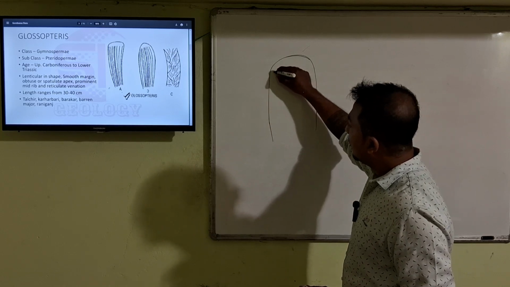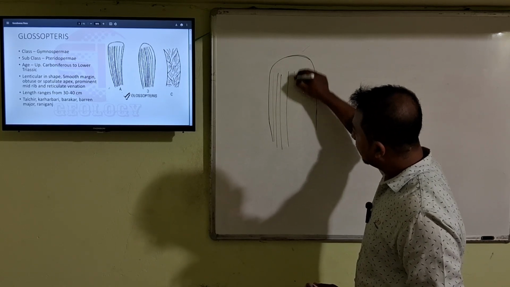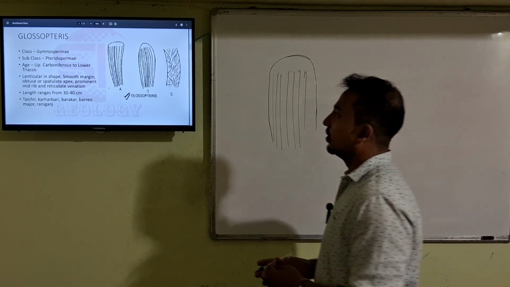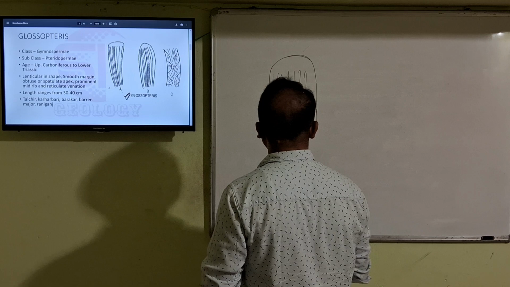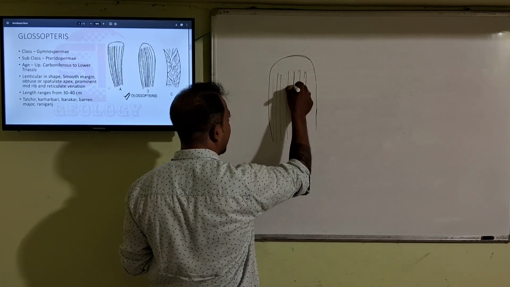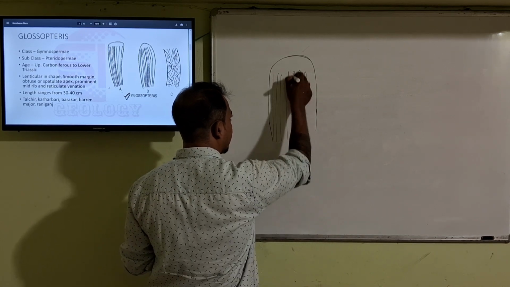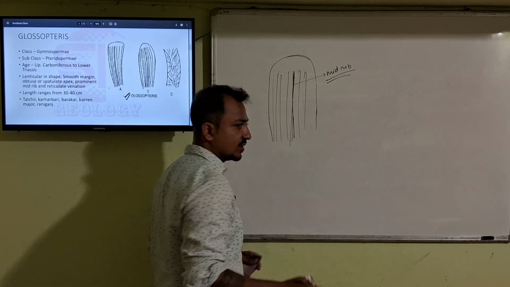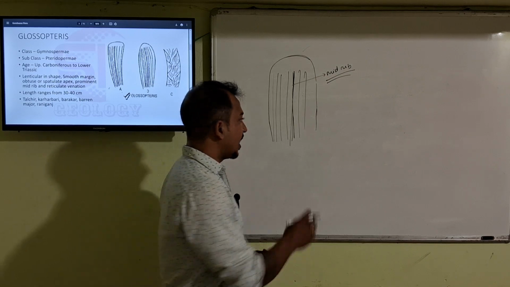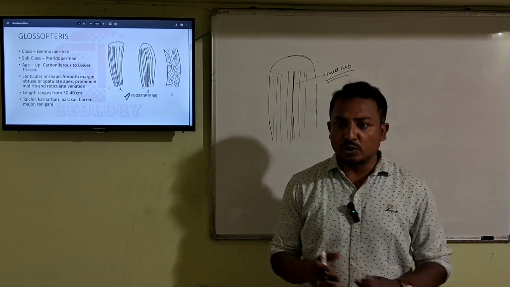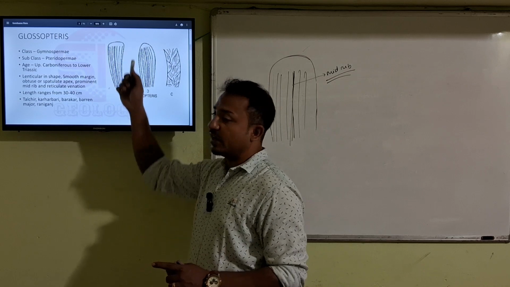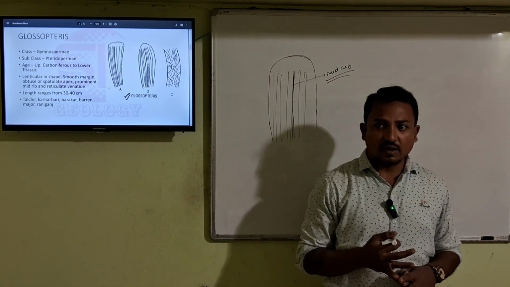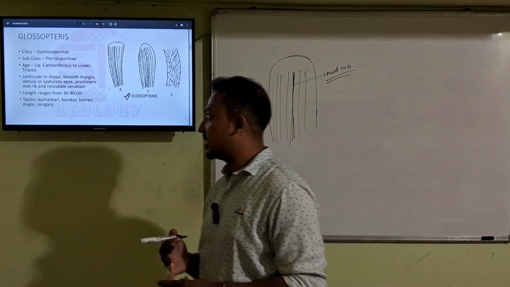So you will find venation here, like this. These are veins. The main important thing here, you will find a midrib here. This is an important feature. You will find a midrib here, and these are venation. So Glossopteris is lenticular in shape, with obtuse apex, reticulate venation, and midrib present.